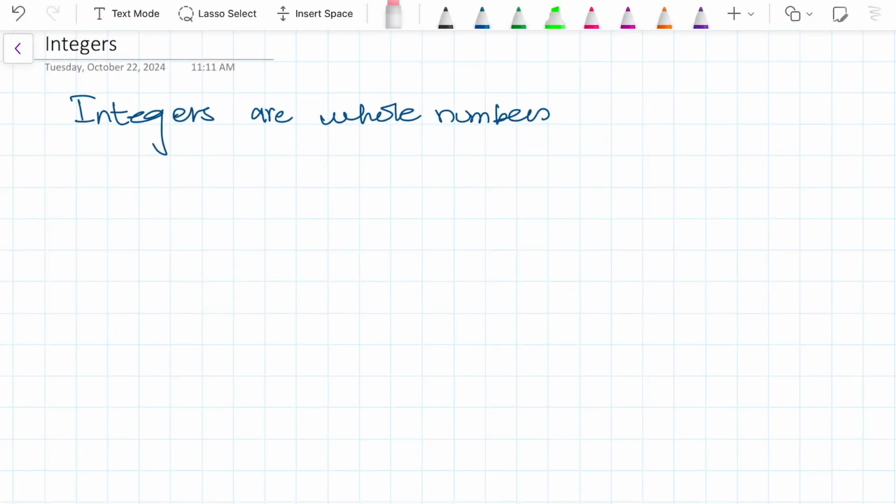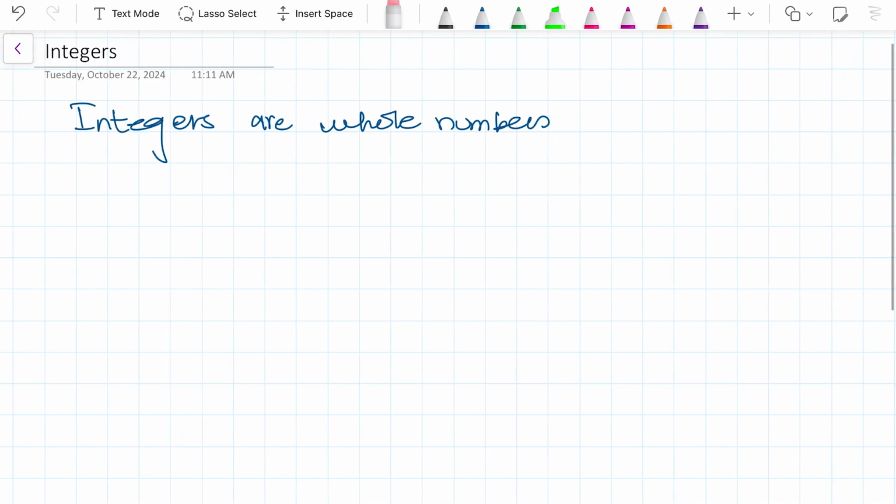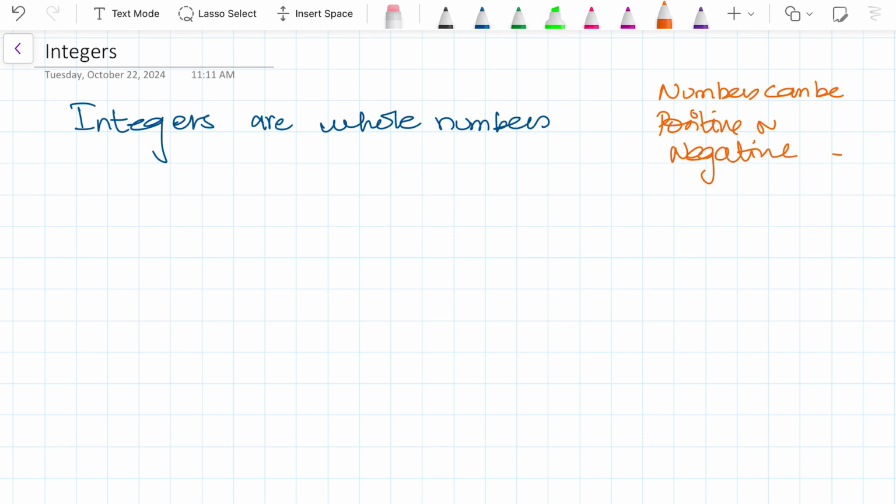So today we are going to discuss integers. So integers are whole numbers. Now whole numbers, basically numbers, can be positive or negative. So similarly integers can also be positive or negative.